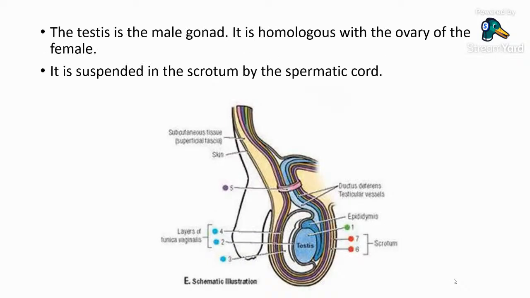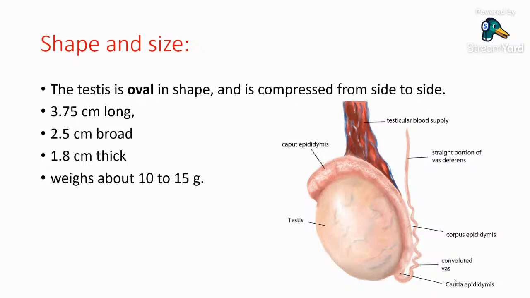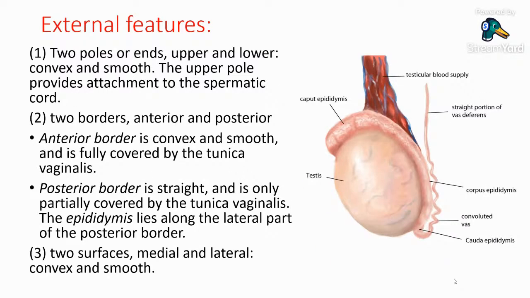Next topic, most important, that is testis. Testis comes for 10 marks in the exam, or sometimes they may give it for 5 marks. Here you should remember that testes are male gonads, homologous with the ovaries in the female. It is suspended in the scrotum by the spermatic cord. The testis is oval in shape and compressed from side to side, 3.75 centimeter long, 2.5 centimeter broad, 1.8 centimeter thick, and weighs about 10 to 15 grams.